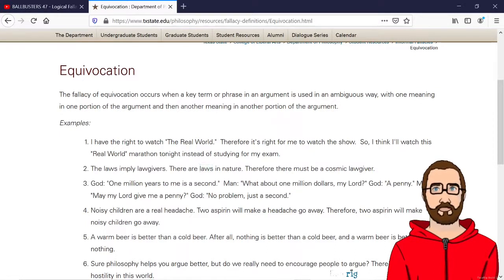Because the term actually refers to two totally different things, this argument's conclusion does not follow. So this is a real example of the equivocation fallacy, and all of these others probably are as well, but I just picked this one because it's pretty common in another discussion.